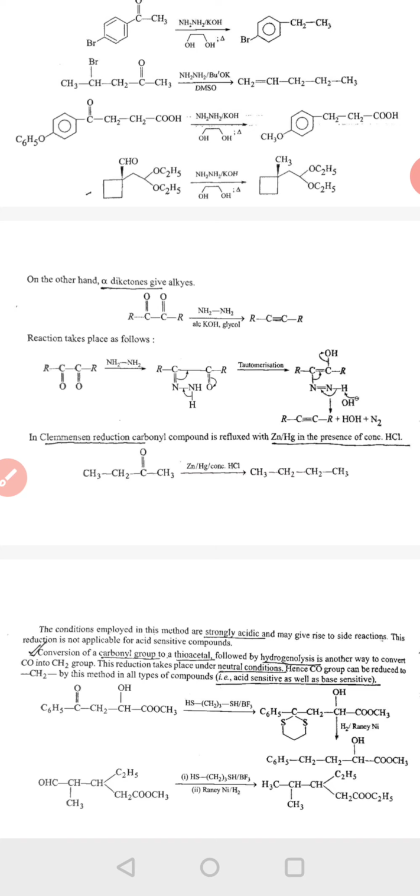So here we treat the reactant, that is a carbonyl compound which has some other group which may be acid sensitive or base sensitive. We treat this compound with thiols. When this compound is treated with thiol, a thioacetal is formed. Look here.